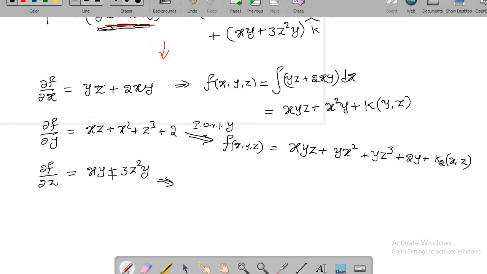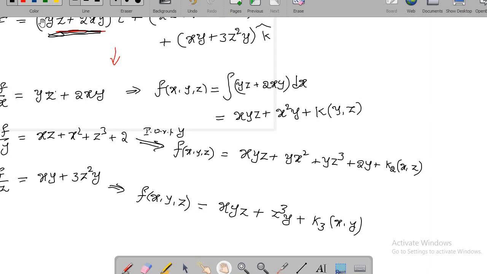Now integrate this with respect to z. When you do that, you get xyz plus z cube into y plus a function of x comma y. Now you can finally tell what is f of x comma y. And remember one thing, this xyz term will come here, here, and here, because that expression involves x, y, and z.